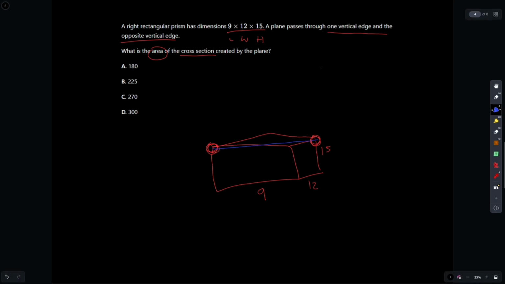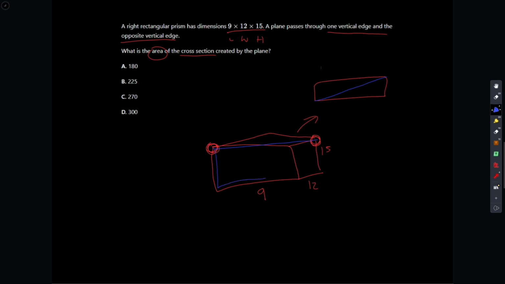And so what's really helpful here is to draw a top-down view so that you can understand what's going on here a little bit better. So if this is our top-down view, this is where the plane is going. So you can see here it forms a triangle, and that's going to be very important later on when determining the length of one of the sides of our plane.